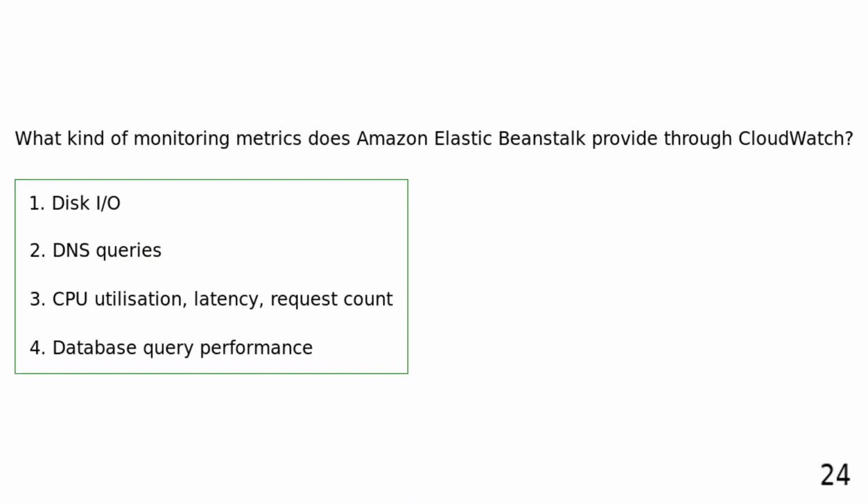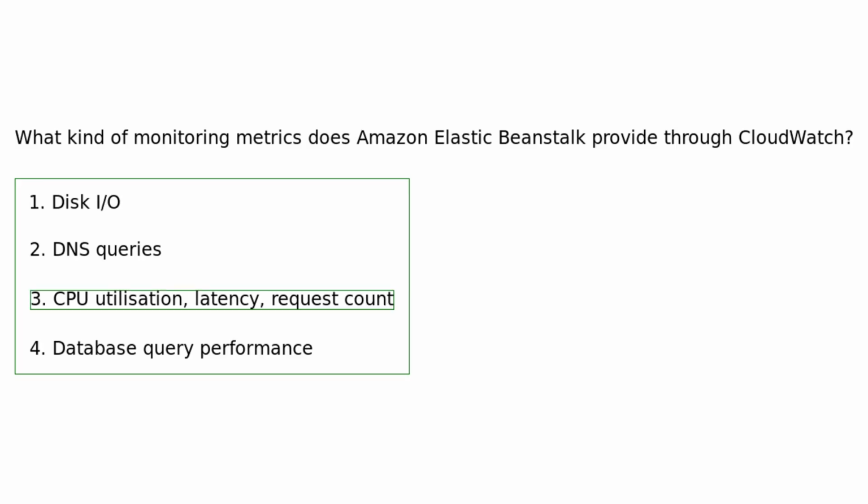What kind of monitoring metrics does Amazon Elastic Beanstalk provide through CloudWatch? Disk I/O, DNS queries, CPU utilization, latency, request count, database query performance. Elastic Beanstalk provides monitoring metrics such as CPU utilization, latency, and request count through CloudWatch.